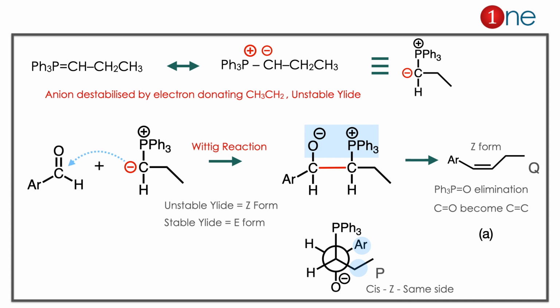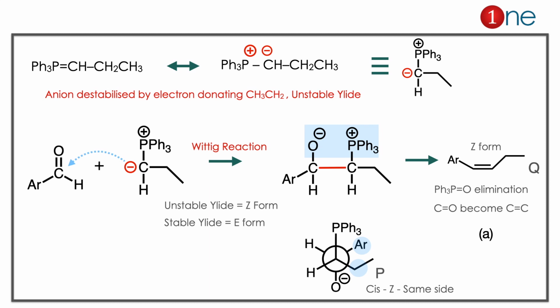The intermediate you have drawn in staggered form. The elimination is an anti-elimination here, so phosphine and oxygen should be anti to each other. Normally the reaction is very quick, so the elimination gives the Z form. If the halide is stabilized, the reaction will be very slow and the product will be the thermodynamic product. Here it is a kinetic product. So you have the Z form as the product, with both benzene and ethyl on the same side. Here the side product is Ph3PO.